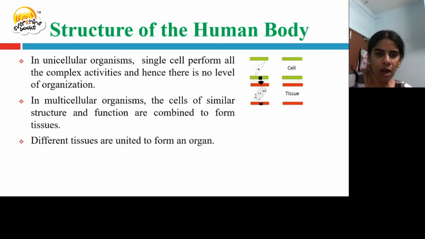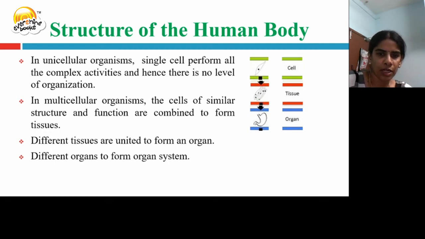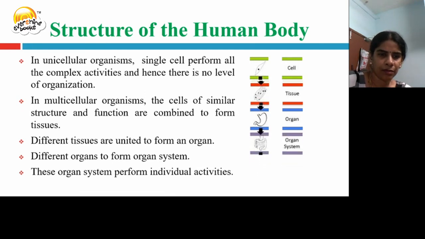Different tissues are united to form an organ. Different organs together form an organ system. These organ systems perform individual activities. In the diagram, you can see only one cell is taken for the multicellular. Similar cell structure forms tissue.